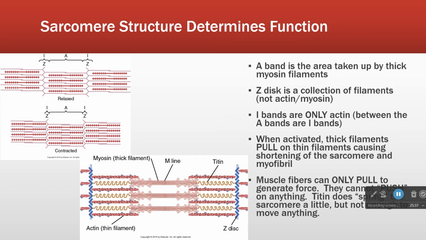We'll see functional units in the kidney. The functional unit of the kidney is the nephron. In the lungs, it's the alveolus, right? In the heart, it's the cardiomyocyte, okay? So the sarcomere is this arrangement of thick and thin filaments.